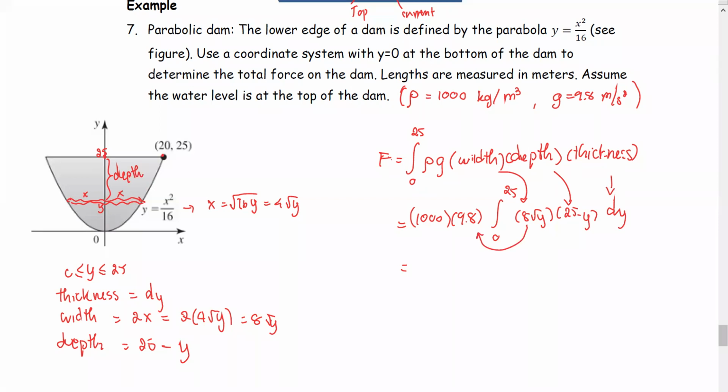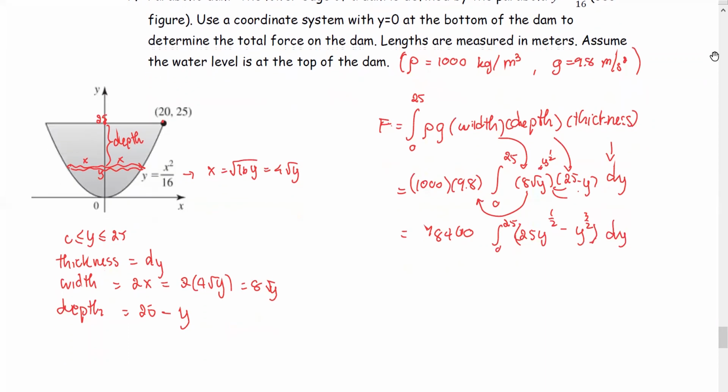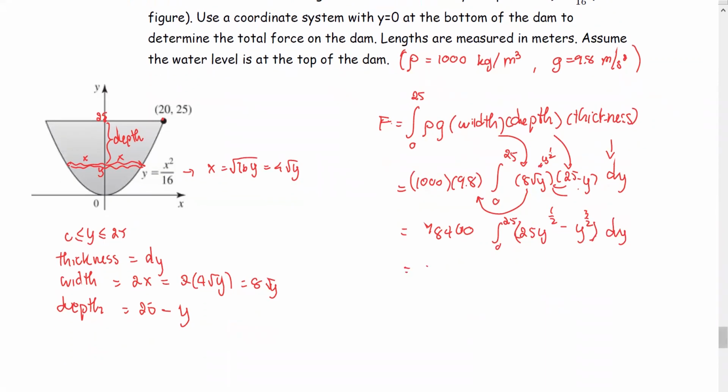So 1000 times 9.8 times 8 gives us 78400. Integral from 0 to 25. Square root y means y to the power 1/2. Y to the power 1/2 times 25 minus y gives 25 y to the 1/2 minus y to the 1/2 times y, which is y to the power 3/2, with respect to y. And then find the antiderivative.